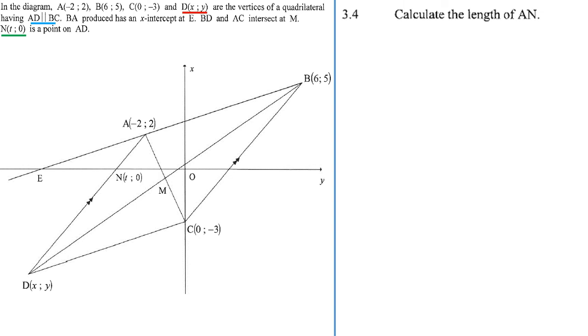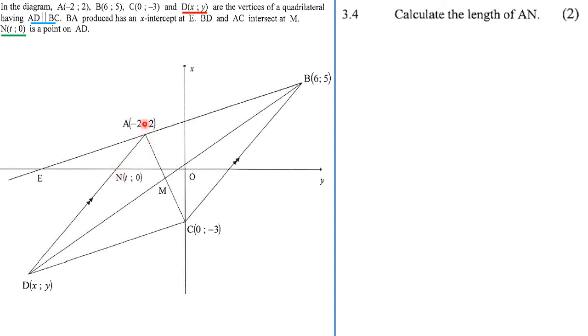Right, this is 3.4. Calculate the length of AN. How many marks is this? 2 marks. Okay, calculate the length of AN. This is very simple because this is actually grade 10 work. If you say length, it means the distance between the 2 points. You calculated the distance between 2 endpoints in grade 10.